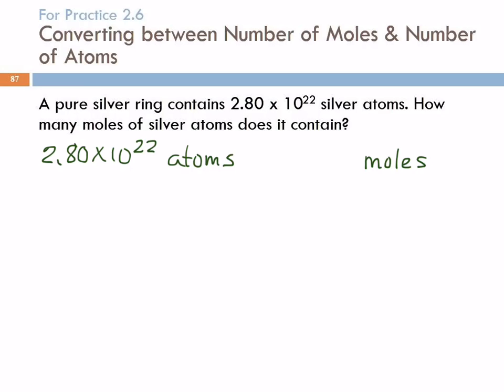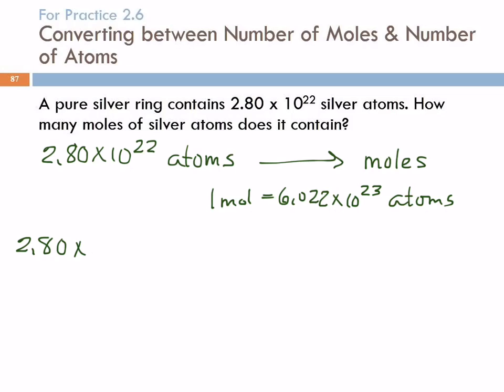Well, if I said I had 36 eggs and wanted to know how many dozen, could you do that? Sure. Because you're familiar with eggs and dozens, right? Same idea, though. The relationship between atoms and moles is 1 mole equals 6.022 times 10 to the 23rd atoms. So we can take this number of atoms and convert directly to moles.